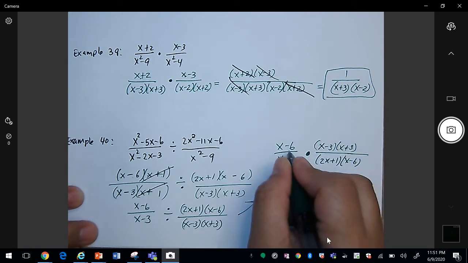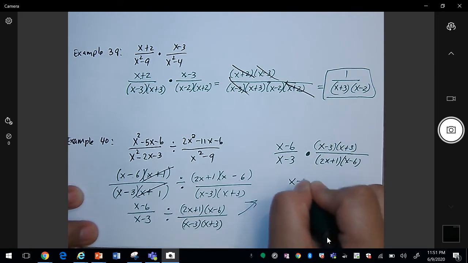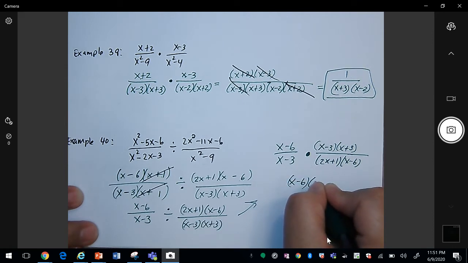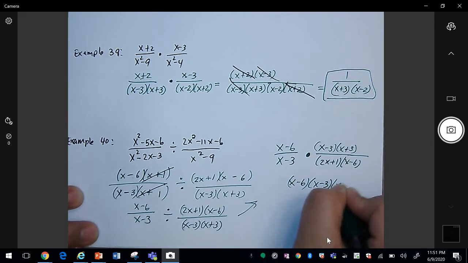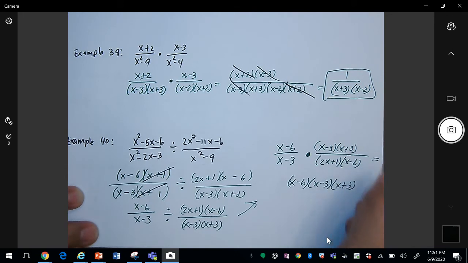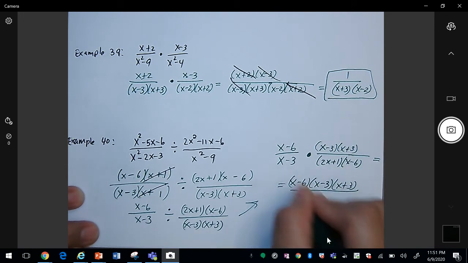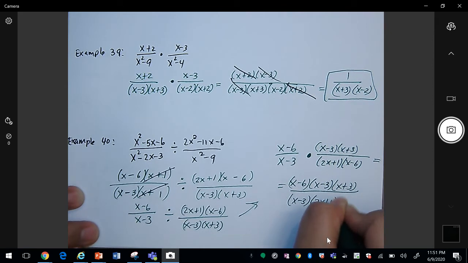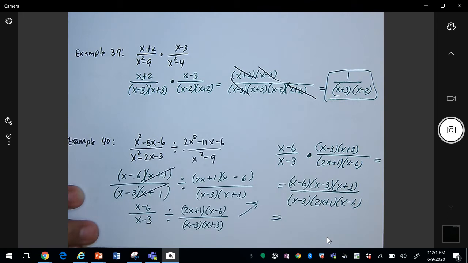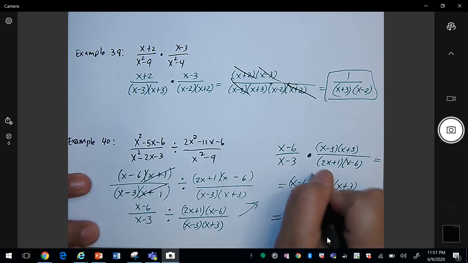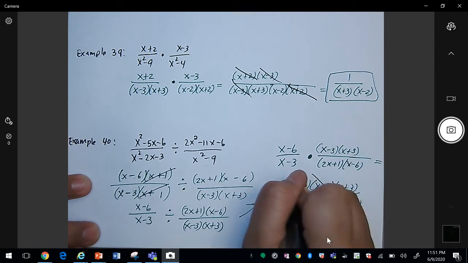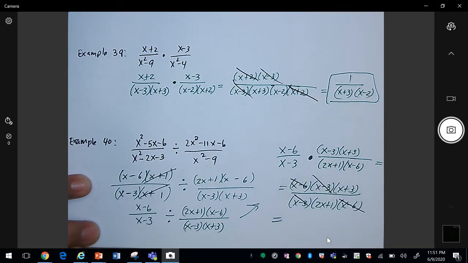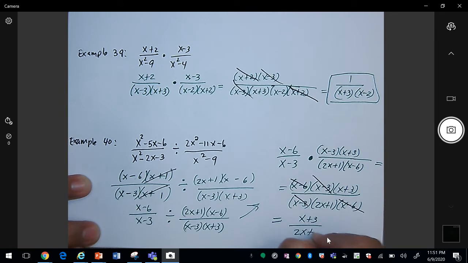Okay, multiply these out. So this times this will give me x minus 6 times x minus 3 times x plus 3. And then the denominator is x minus 3 times 2x plus 1 times x minus 6. Cancel out any like terms. So we have x minus 3, x minus 3, x minus 6, x minus 6. So we're left with x plus 3 divided by 2x plus 1.